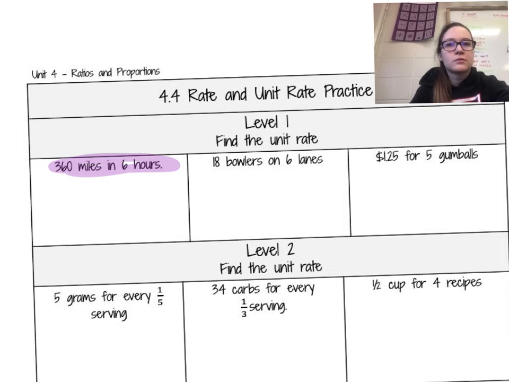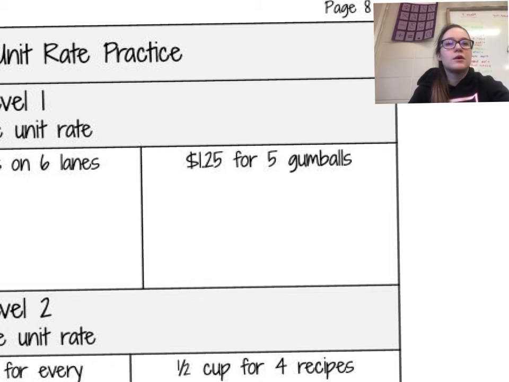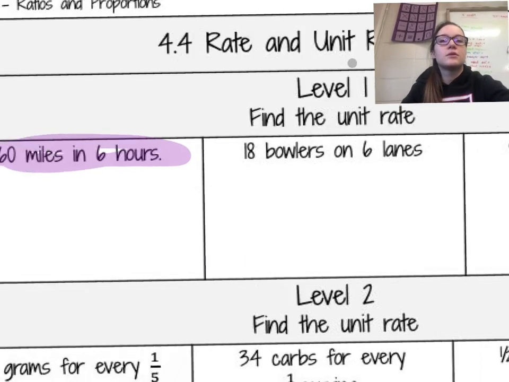So sometimes you have to think through it. Or on this one, $1.25 for 5 gumballs. Does it make more sense to figure out how many gumballs can you buy for $1 or how much does each gumball cost? So sometimes they're a little tricky, okay?